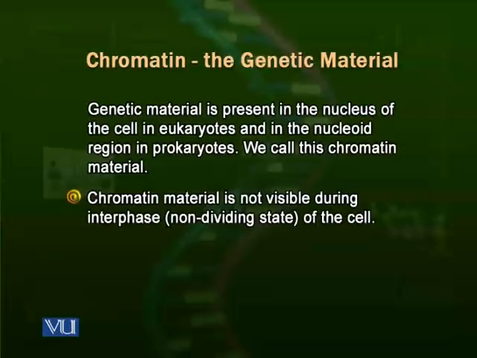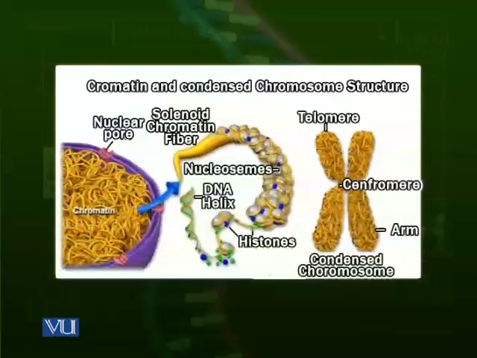So chromatin is the genetic material. When we call it chromatin, it is actually mainly in the non-dividing phase of the cell. When we call it a chromosome, it is present in the dividing phase of the cell. As we looked in the previous diagram, chromatin material in the non-dividing phase is so thin, so sporadic, that it is not visible under the light microscope.